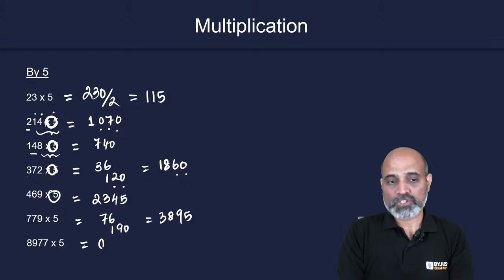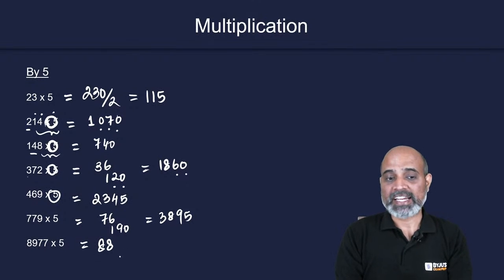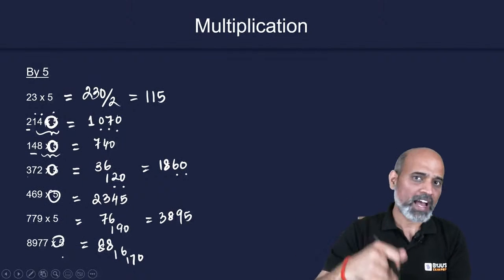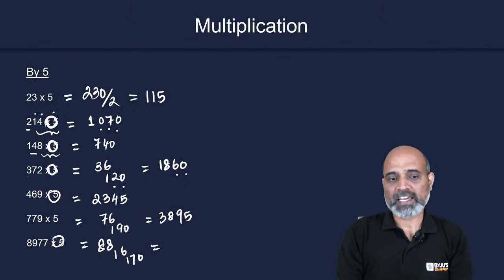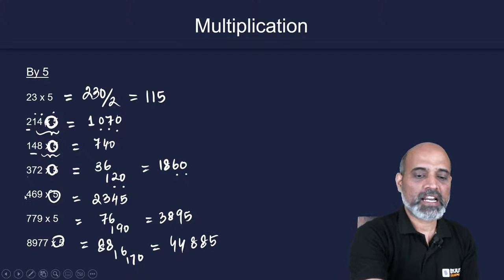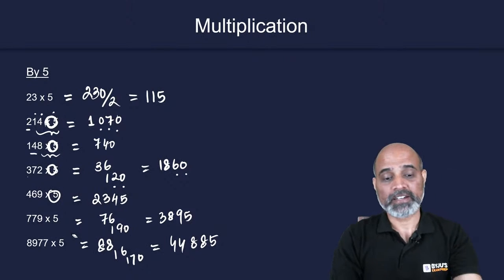8977 into 5. So I'll break this down as 88, the way we have done it before. 88, then we have 16 and then we have 170. Why 170? Remember, एक 0 है इधर. Into 5 मतलब उधर को 0 लिखा हुआ है and half करना है. So the next step is half of 88 is 44, half of 16 is 8, half of 170 is 85. So 8977 into 5 will give us 44,885.